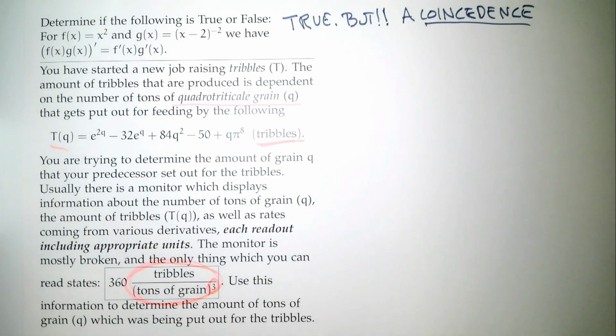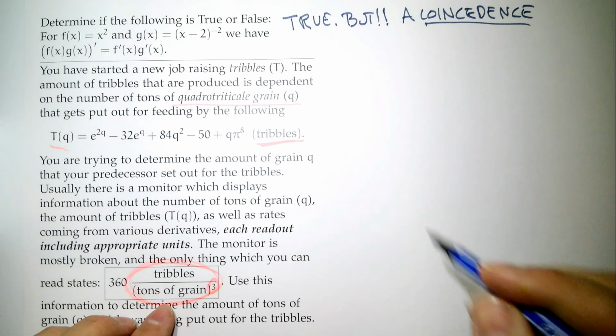Now in terms of your derivatives, what happens is every time you take a derivative, you put an extra factor of your input in the denominator. So the first derivative would be tribbles per ton of grain. Your second derivative would be tribbles per ton of grain squared. Your third derivative would be tribbles per ton of grain cubed. So what happens here is that this information is saying I have a third derivative. So we can translate now.